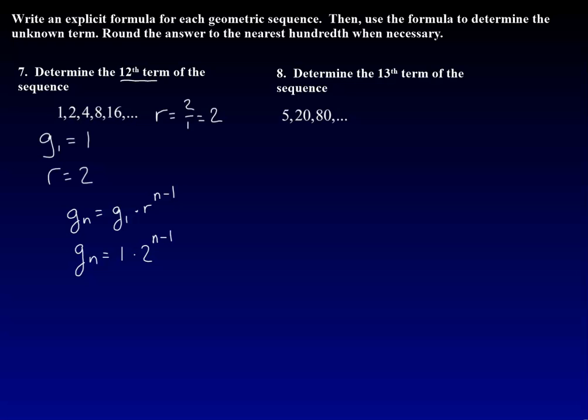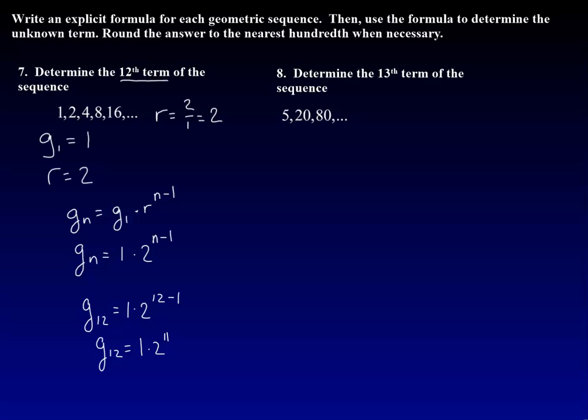Now we can look for the 12th term. G sub 12 is equal to 1 times 2 to the 12 minus 1. So we can subtract 12 and 1 and get 11. So 1 times 2 to the 11th. And then we're going to need to stick this in a calculator.